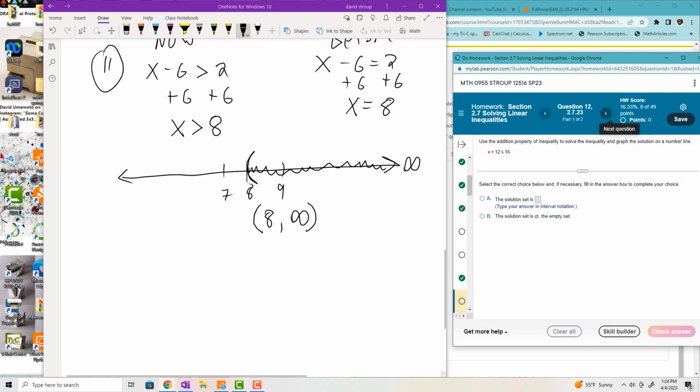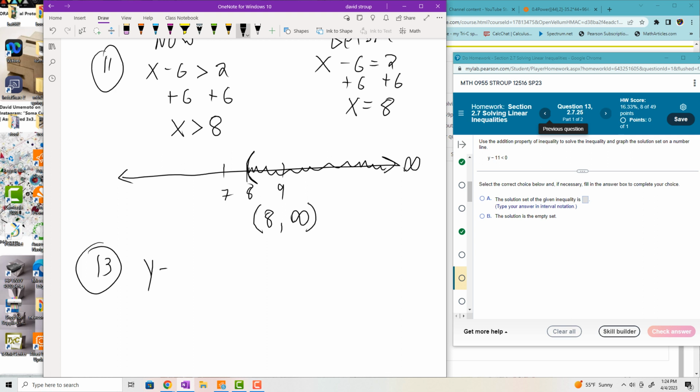Same thing. So it's just exactly what we did with equations, but now there's that inequality symbol, and it kind of changes your answer at the end. Okay. Let's try one more of these. Let's try 13, and then we'll go on to 14.